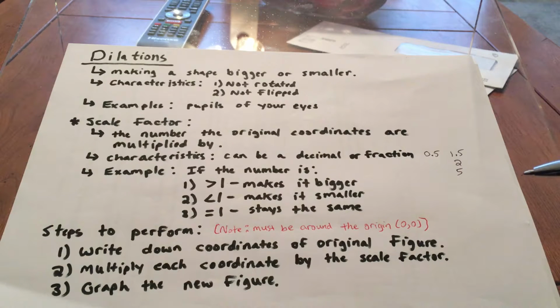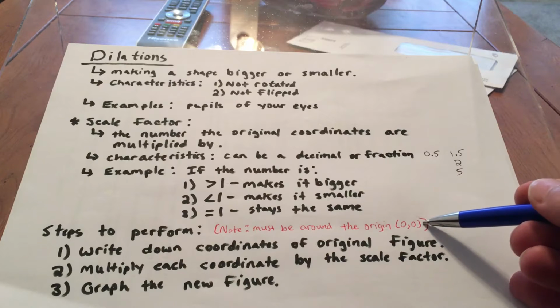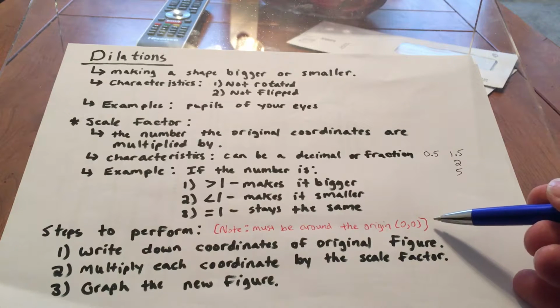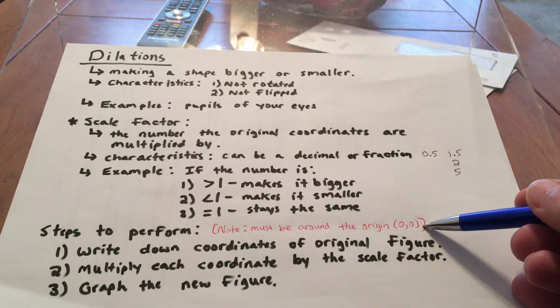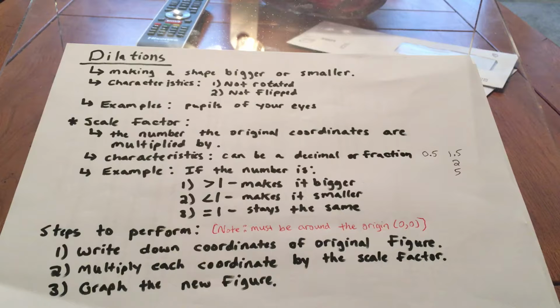All right. So the steps, when we get into doing dilations, which we're going to do here in the next video, the steps to perform these dilations are written here. Note here in red, this is very important. These steps only work if you're making a dilation about the origin. All right, so if the dilation is around any other point than the origin, then we have a different process, and we'll talk about that later.